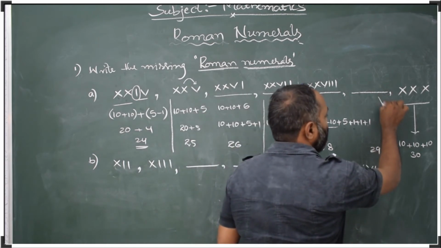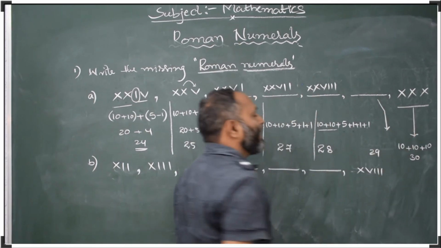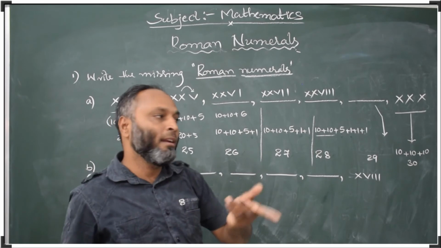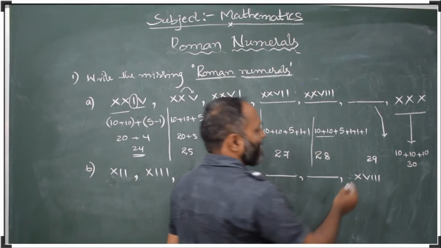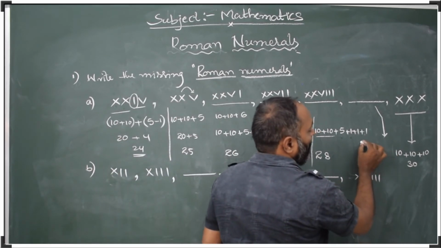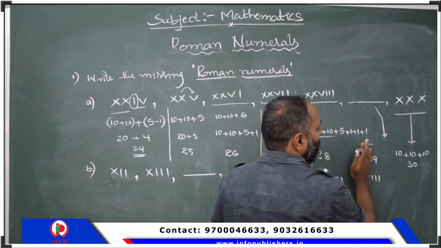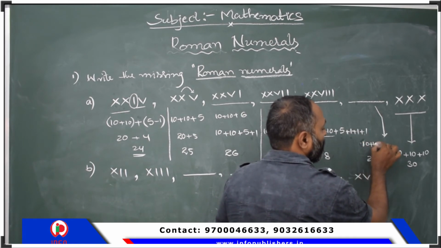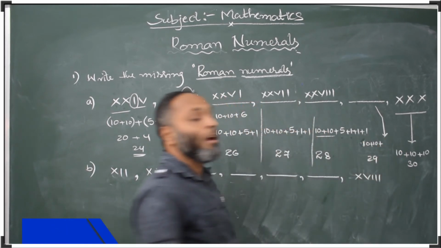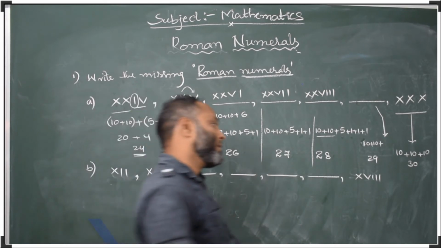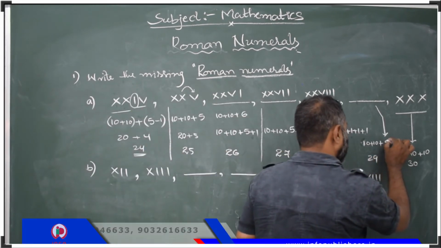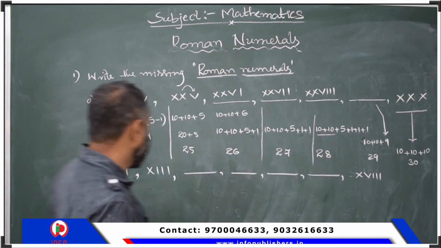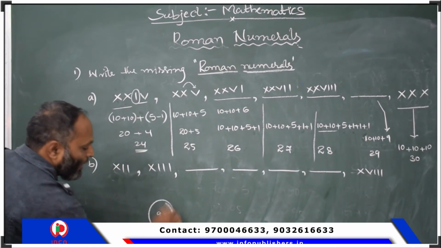Then how to represent this 29? Again the same thing, but a little difference is there. Just think, 20 plus 9. We have to take first 10 plus 10, plus 9 is there. So first we have to take here 9, then 9 is there. How to write this 9?